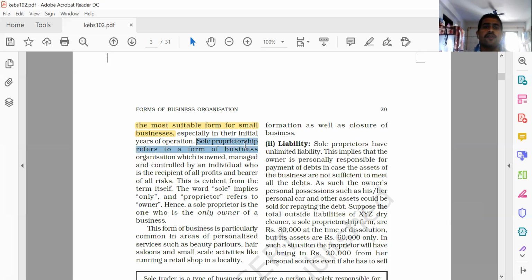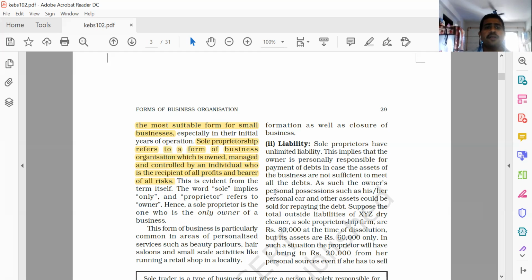Sole proprietorship refers to a form of business organization which is owned, managed, and controlled by an individual who is the recipient of all profit and bearer of all risk. Clearly, they want to say that sole proprietorship means the business, as I already said to you, which is owned, managed, and controlled by an individual who is the recipient of all the profit and bearer of all the risk.